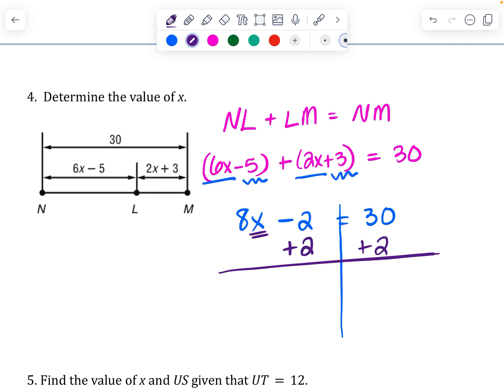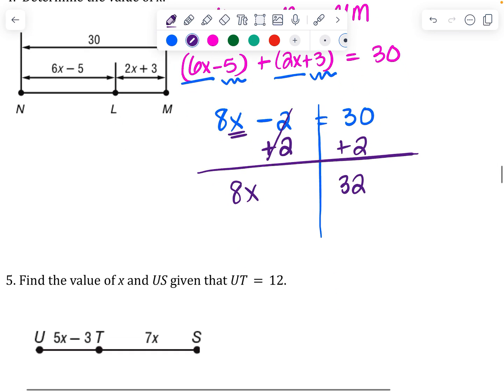Because negative 2 plus 2 gives you 0, and you're left with 8x on this side. 30 plus 2 is 32. Then 8x, remember that means 8 times x, anytime you have a number in front of a variable like that. And the inverse of multiplication is division, so we're going to divide both sides by 8, because 8 divided by 8 gives you 1, and 1x is just x, that implied coefficient, and 32 divided by 8 is 4.